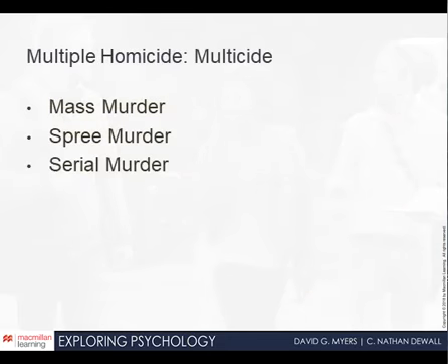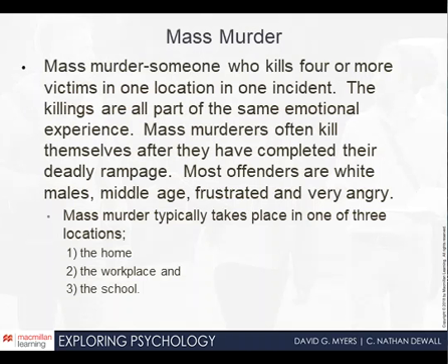Now, we have multicide. Yes, we have a term for killing more than one person called multicide. They can fall into the category of mass murder, spree murder, or serial murder. Mass murder, someone who kills 4 or more victims in one location in one incident. The killings are all part of the same emotional experience. Mass murderers often kill themselves after they have completed their deadly rampage. Most offenders are white males, middle-aged, frustrated, and very angry. Mass murder typically takes place in one of 3 locations: the home, the workplace, and the school.